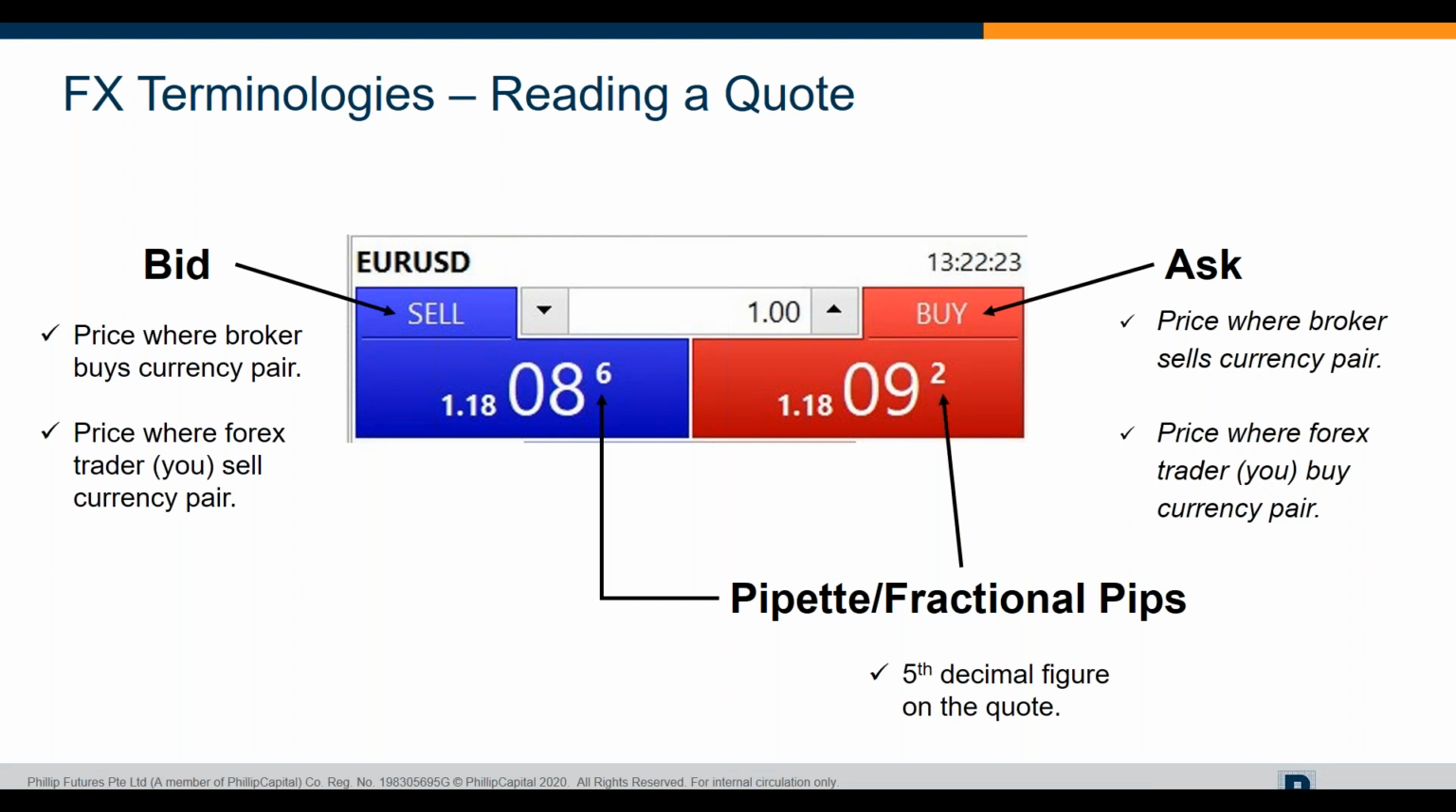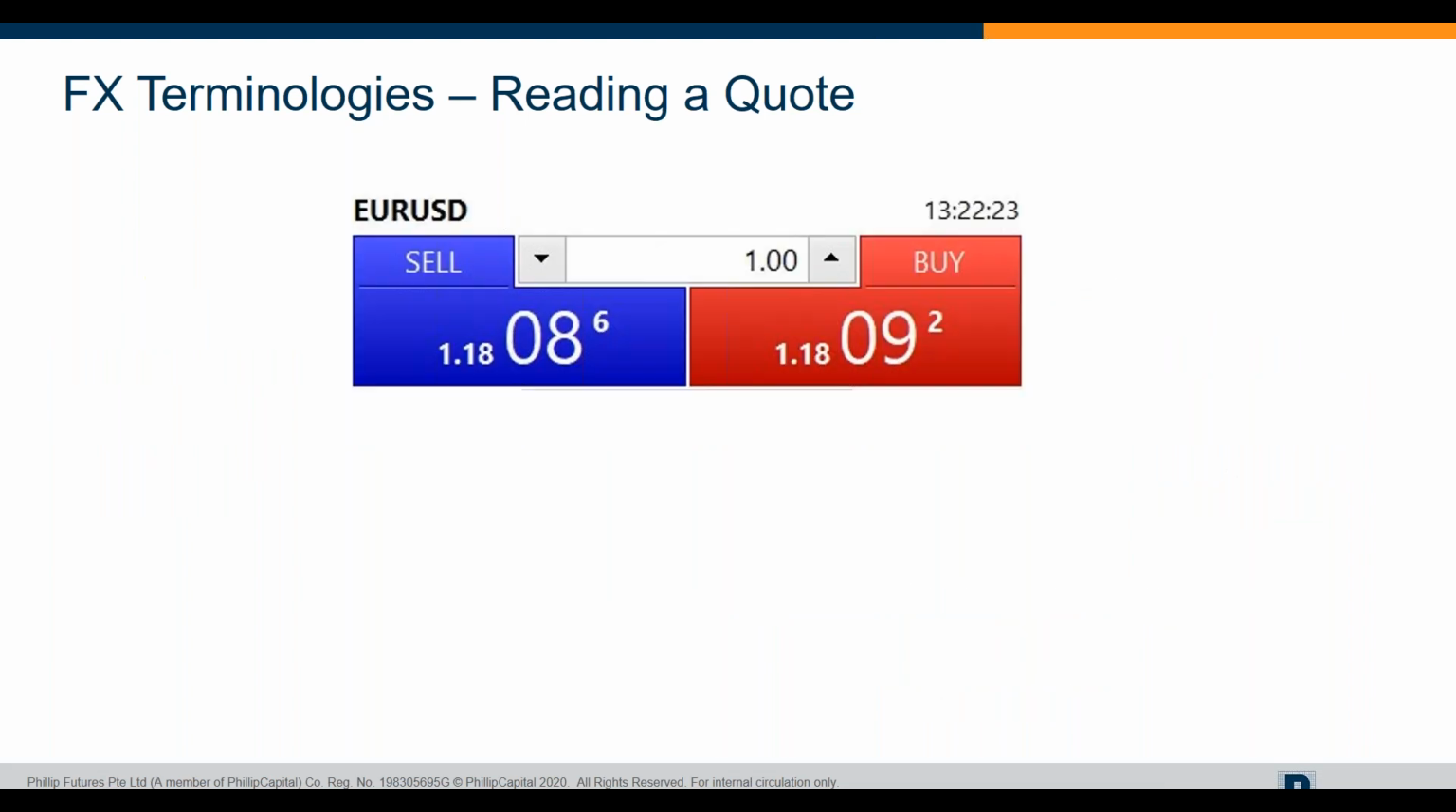Okay, so now we've covered what is a bid, ask, pips, pipette. Let's talk about what is spread. Spread is a cost of trading forex. When you buy and sell, the rate is different, and the difference is the cost that you're paying. It is what we call the spread.